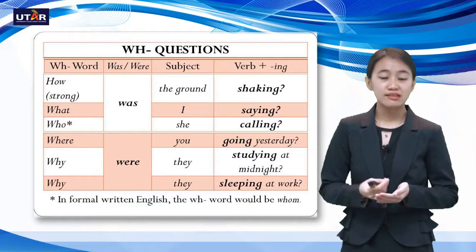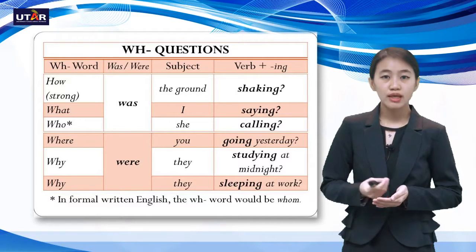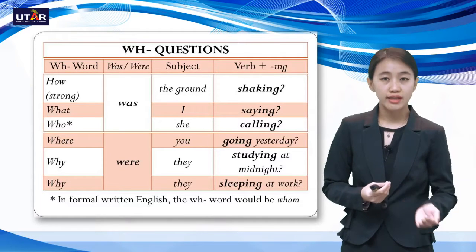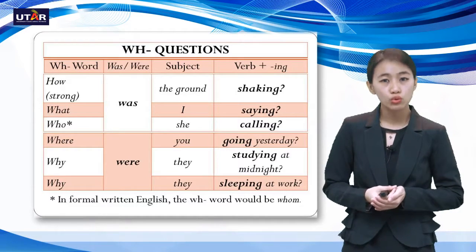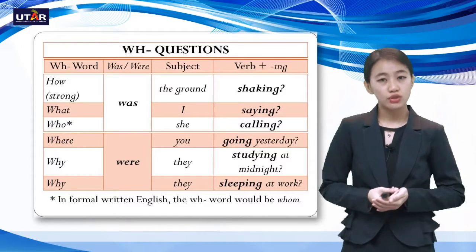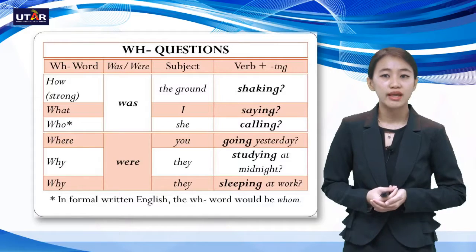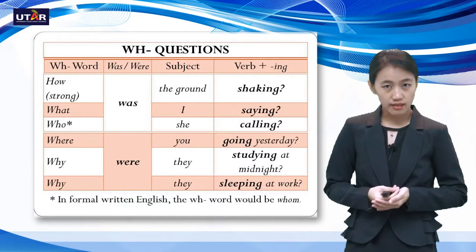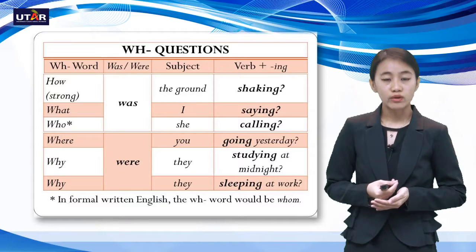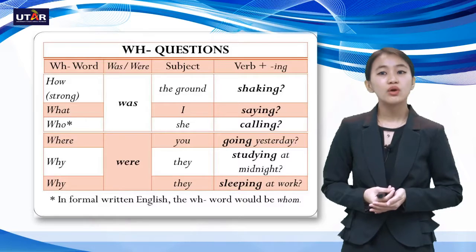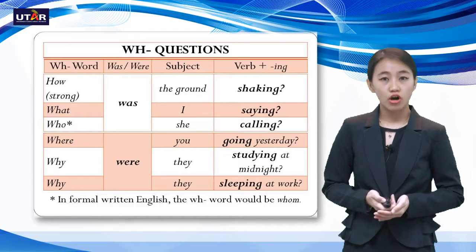And of course, in this case, when it comes to who, because we are referring to an object, the object noun, therefore we use whom rather than who. But in speaking, if you notice, most people would say, who was she calling? But again, please remember, when writing in formal writing, it has to be whom was she calling?